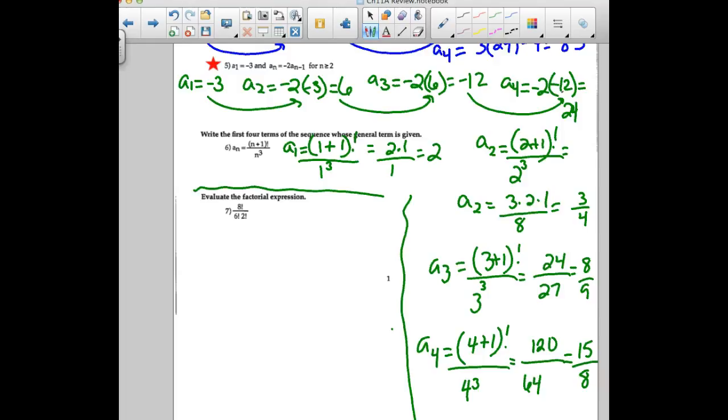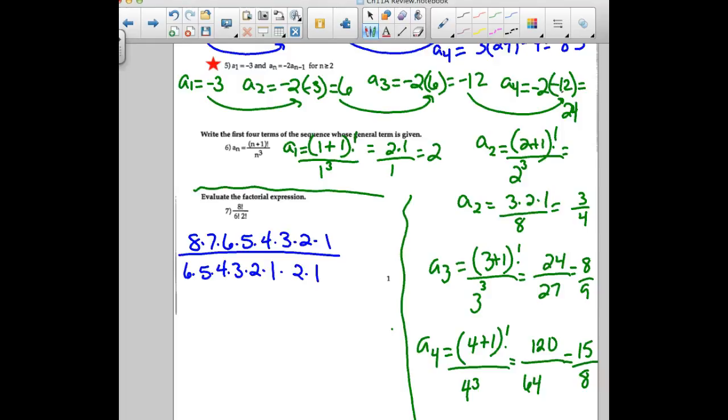All right, question 7. It says to just evaluate the factorial expression. So we've got 8 factorial, which is 8 times 7 times 6 times 5 times 4 times 3 times 2 times 1. And we are dividing by two different factorials. 6 factorial, so 6 times 5 times 4 times 3 times 2 times 1, times 2 factorial, or 2 times 1.